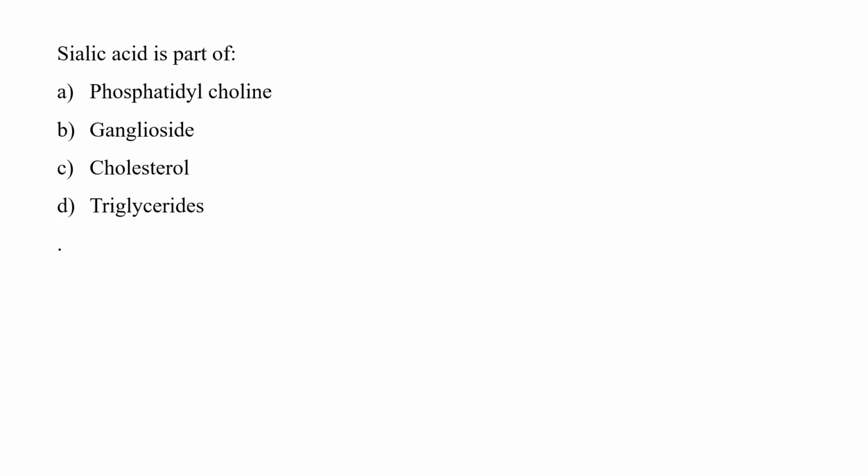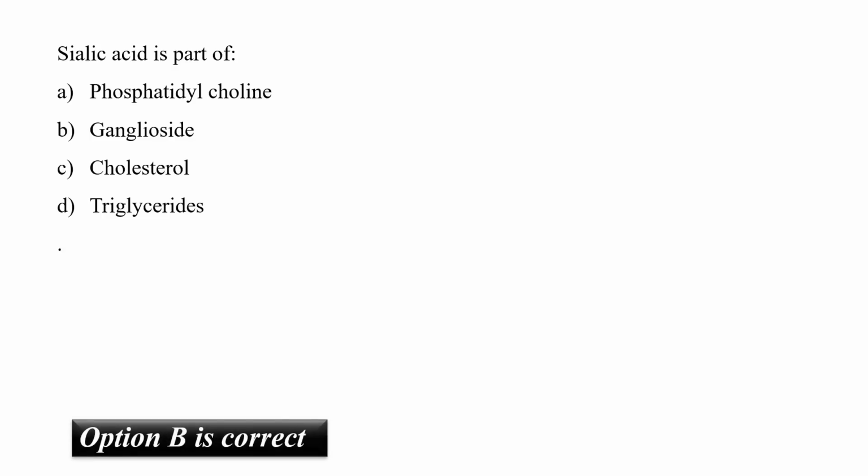Sialic acid is a part of phosphatidylcholine, ganglioside, cholesterol, or triglycerides. Sialic acids are carbohydrate molecules with a C9 carbon backbone and a carboxylic acid group, which is commonly present as a part of glycoproteins, glycolipids, and gangliosides. So option B is the correct answer.